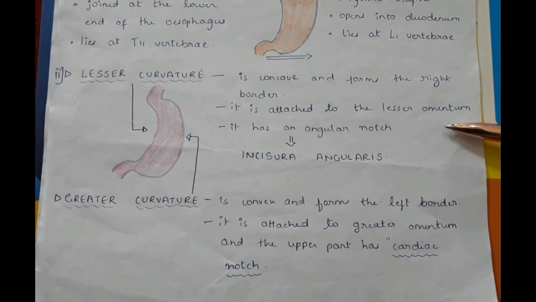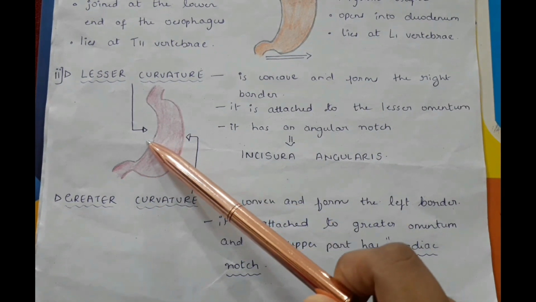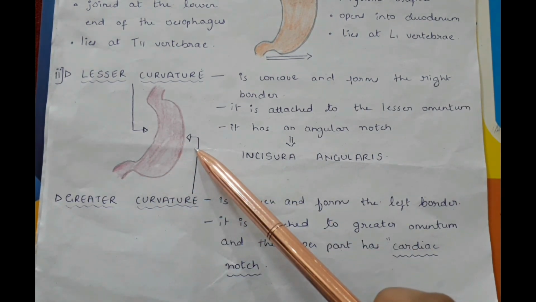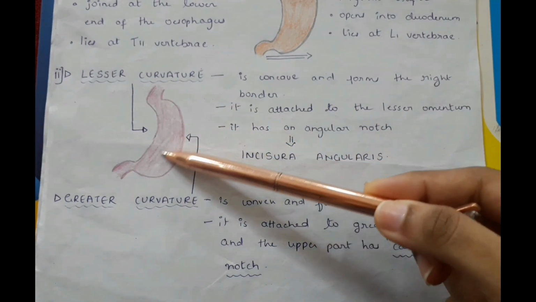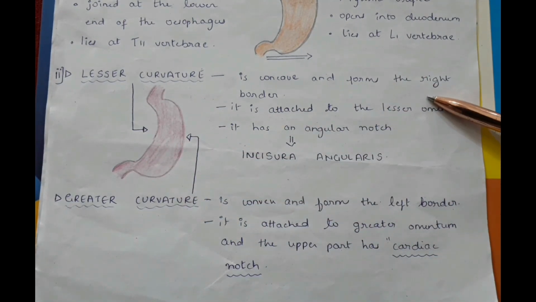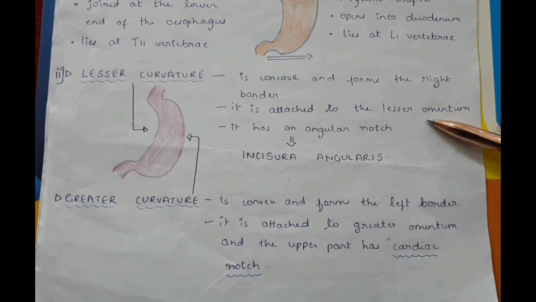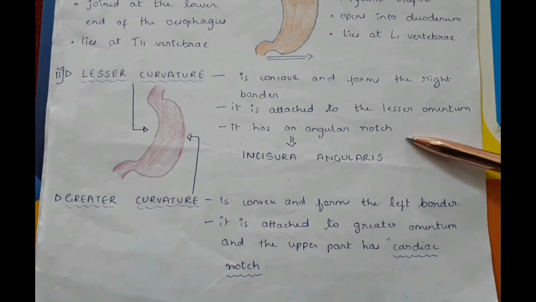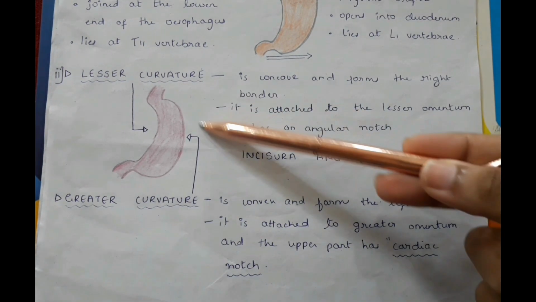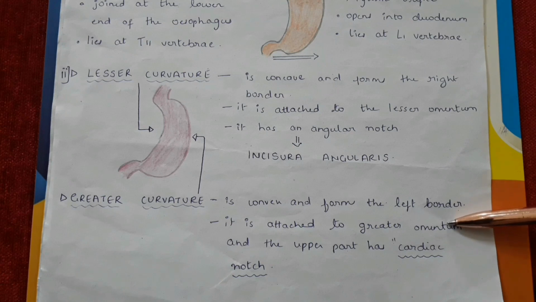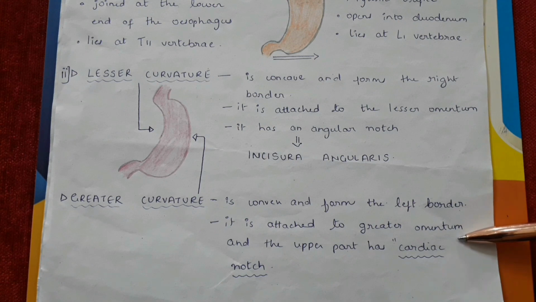Now let's see the two curvatures, that is the lesser curvature and the greater curvature of the stomach. The lesser curvature is concave and forms the right border. It is attached to the lesser omentum. It has an angular notch called the incisura angularis. The greater curvature is convex and forms the left border. It is attached to the greater omentum and the upper part has a cardiac notch.